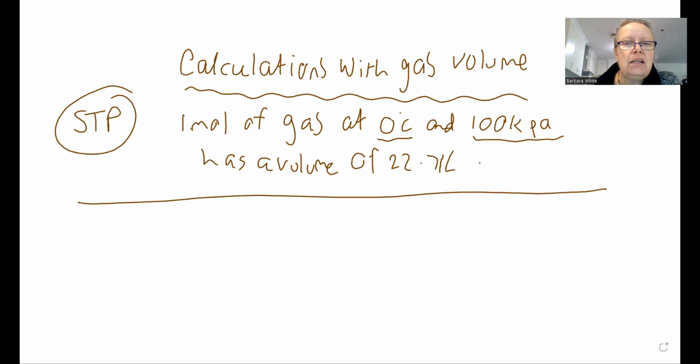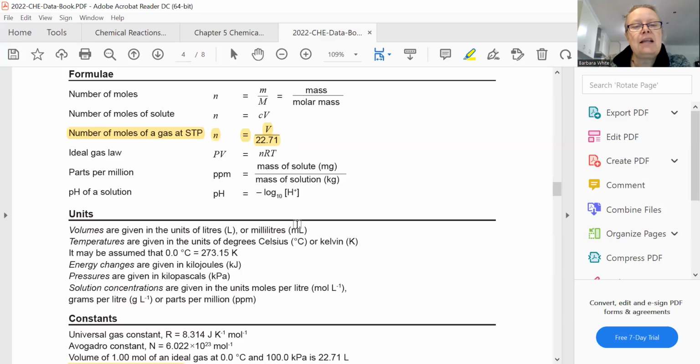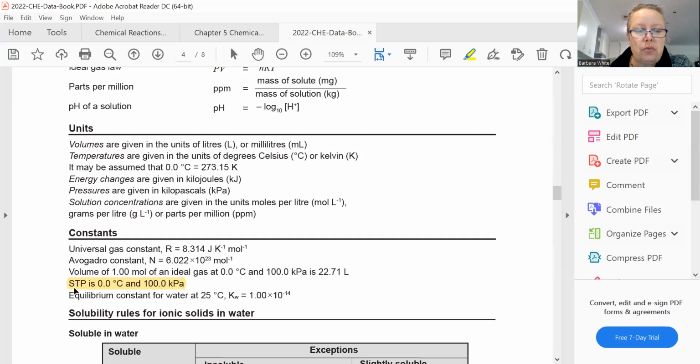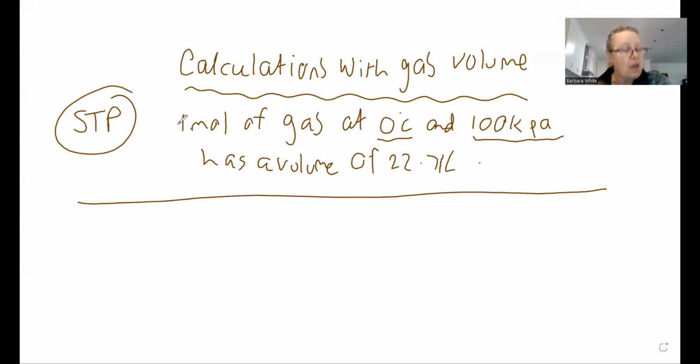The formula is in your data sheet. There it is. Number of moles of a gas is the volume of the gas divided by 22.71. If you know the number of moles, times 22.71 will give you the volume. And down here, standard temperature and pressure, it tells you that it's 0 degrees Celsius and 100 kilopascals. So back to the equations.